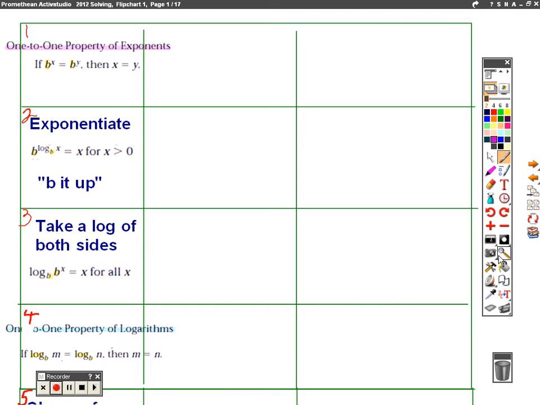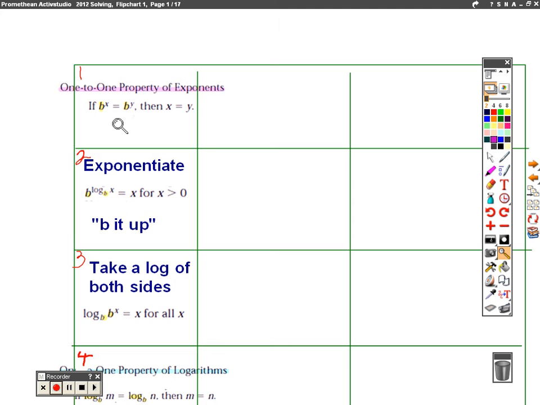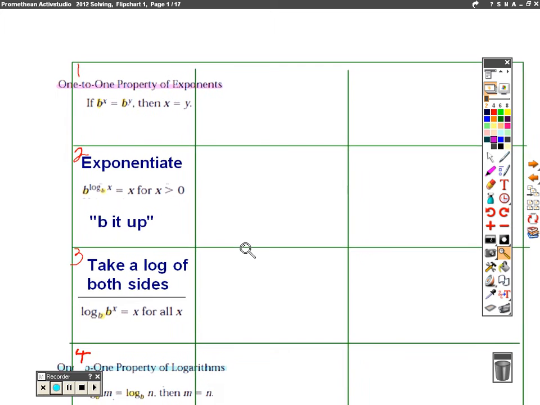So, what we looked at in class the other day was the one-to-one property. We have if b to the x equals b to the y, then x equals y. This property we can use when we have two things in exponential form and we have the bases that we can make the same. Like if we had 10 and 100, we could make that 10 and 10 squared so that we have the same base. Then we can set the exponents equal.